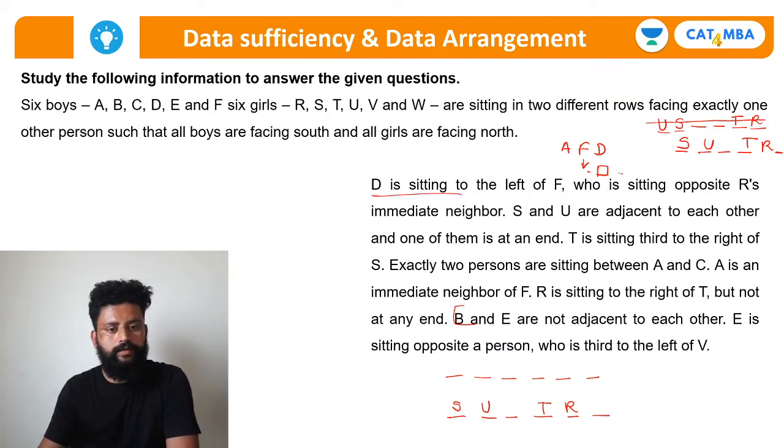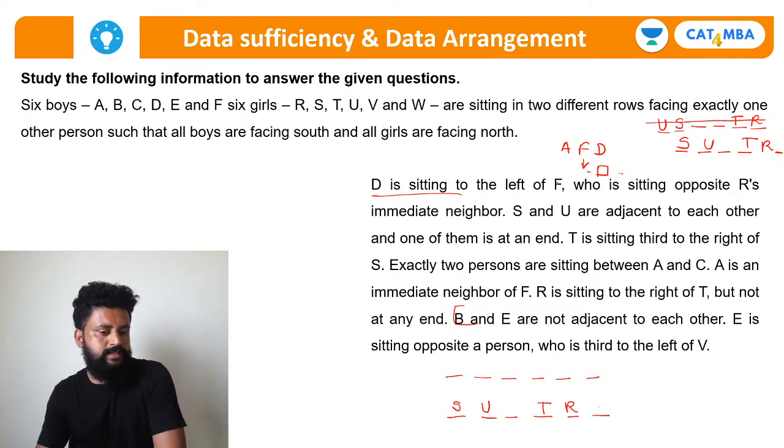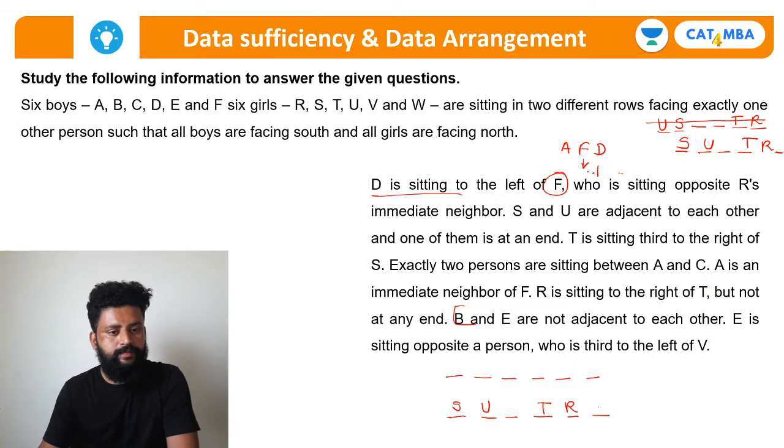D is sitting left of F, who is sitting opposite to R's immediate neighbor. So it cannot be the R's immediate neighbor. So they are talking about this neighbor. Because this must be D sitting left of F. F must be R's immediate neighbor. So it should be like this.